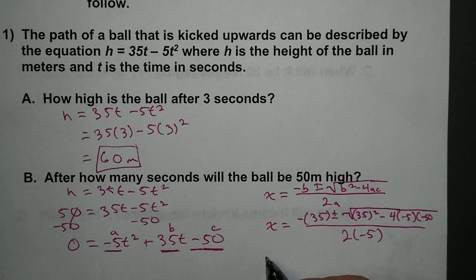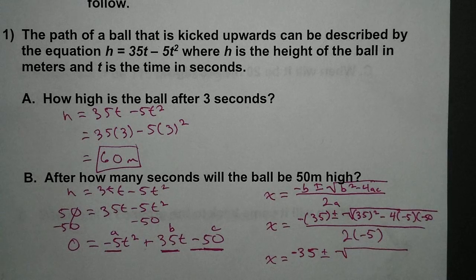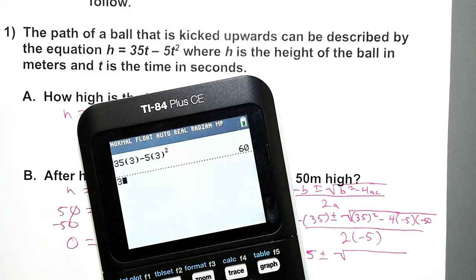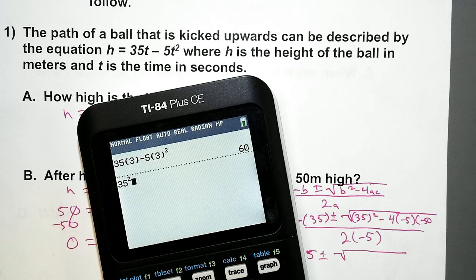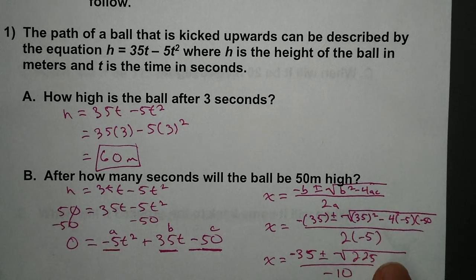Now I'm going to start to simplify. So x equals negative times 35 is just negative 35, plus or minus. And let's simplify inside the square root. So we've got parentheses, 35 squared minus 4 times negative 5 times negative 50. And we get 225. So it's going to be the square root of 225 over negative 10. Because 2 times negative 5 is negative 10.